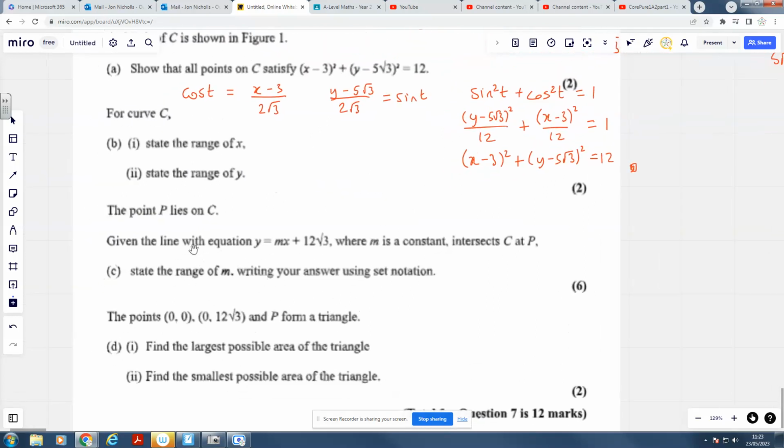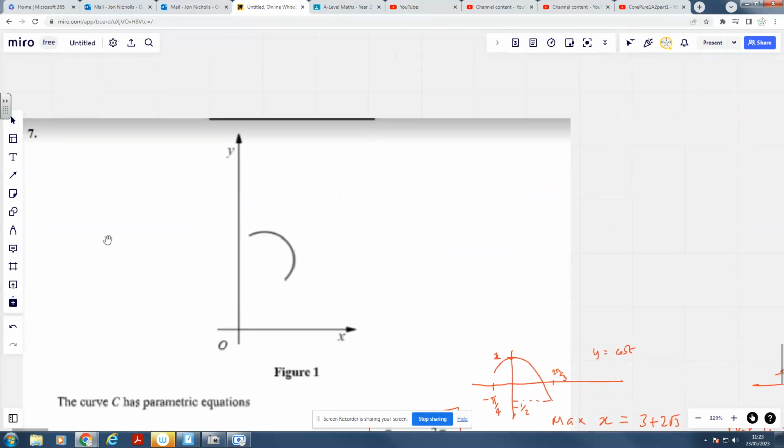Now, we've got to find a line with equation y equals mx plus 12 root 3. It intersects the curve. State the range of possible values of the gradient using set notation for your answer. So 12 root 3 is basically about up here. And so y equals mx plus 12 root 3 will be going maybe like that, but maybe it's going like this, and just touching it like there. All values of the gradient in between those will be possible answers, yeah?